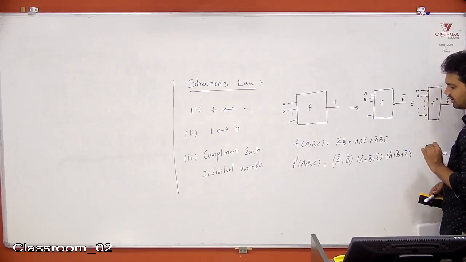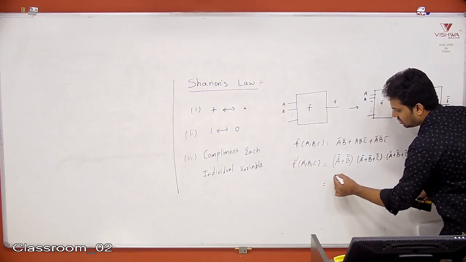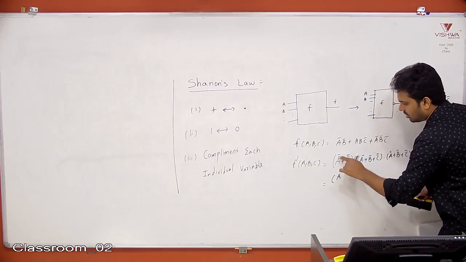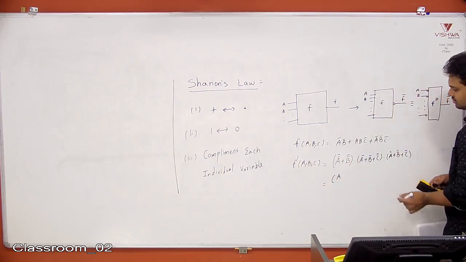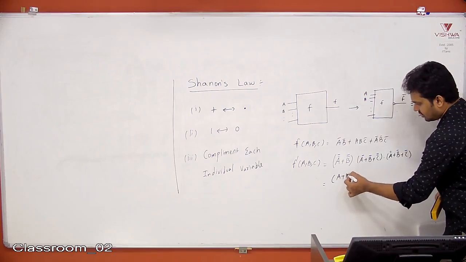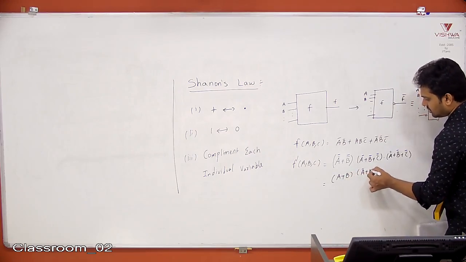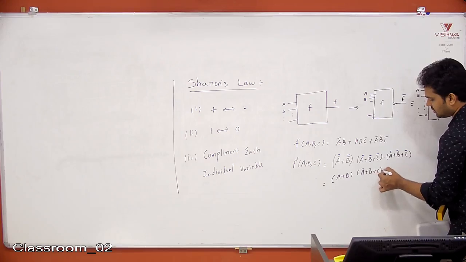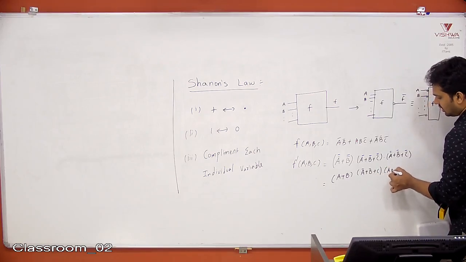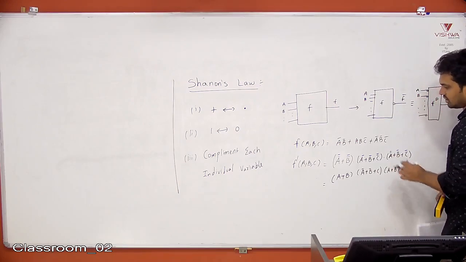For all ABCs, now what is the answer? A double bar, what is A double bar? A. Okay. Plus B into A bar plus B bar plus C into A plus B plus C. Or simply, blindly you can say, take the dual.